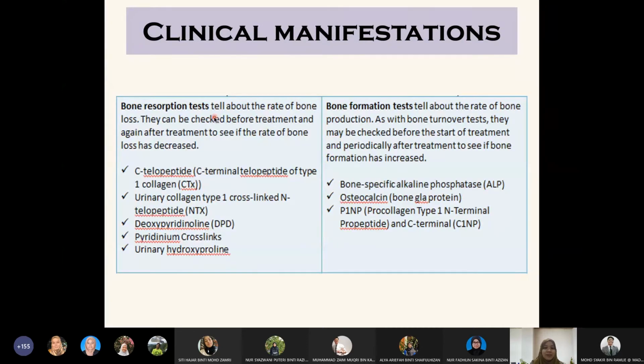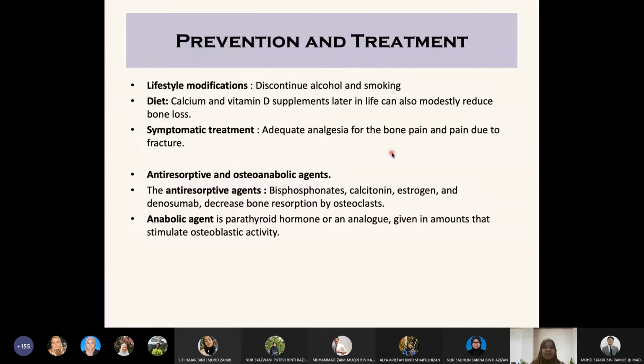Okay, so we have other markers, bone resorption markers, that will increase if the osteoclast activity is increased, and bone formation tests that will increase if the osteoblast activity is increased. All these are not routinely done, not widely available, just in some centers. But ALP is widely available, and it will be increased if there is increased osteoblast activity, a bone formation test. Okay, and then how do you prevent osteoporosis.